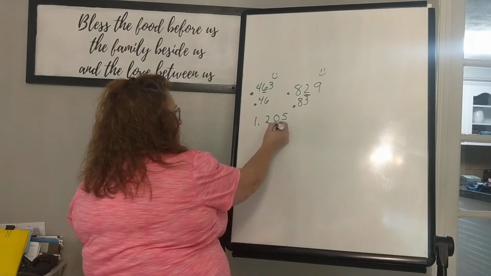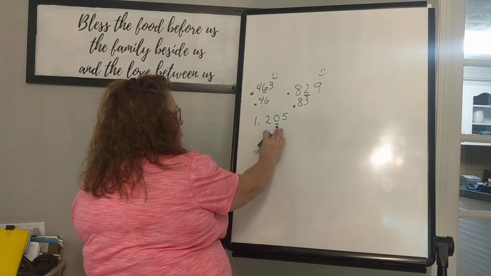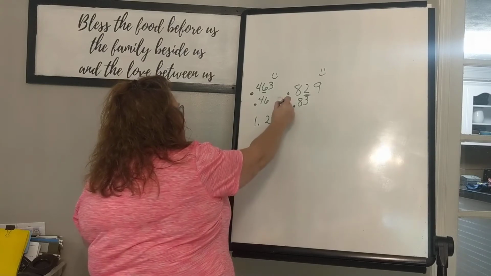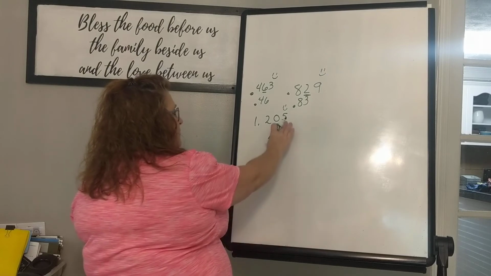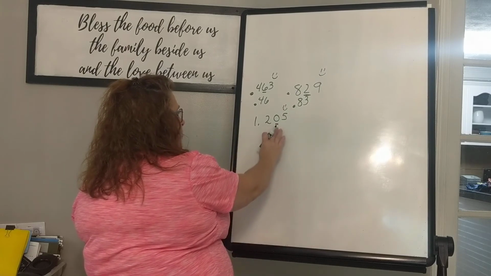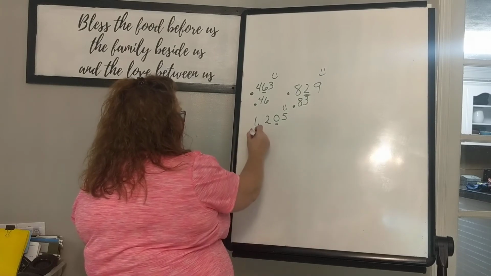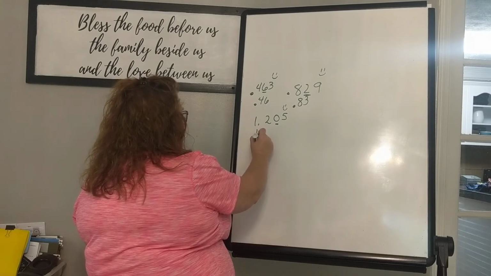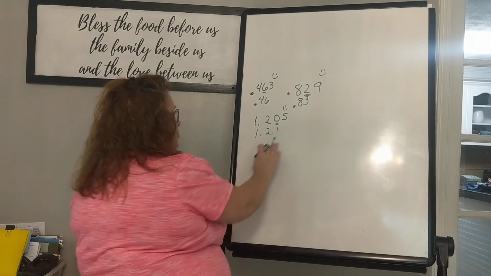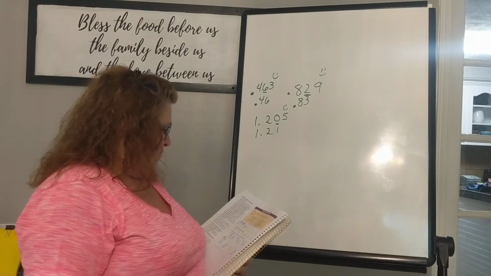Next we have 1.205. We're rounding to the hundredths place: tenths, hundredths. The digit in the thousandths place will be our looker digit. It's 5 or above, so we add 1 to the place where we're rounding. 0 plus 1 is 1, so 1.21 is how it rounds to the hundredths place.